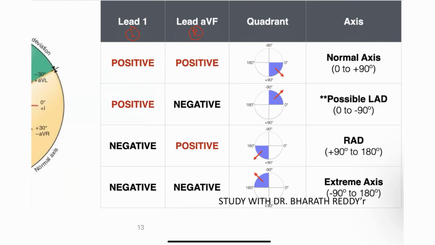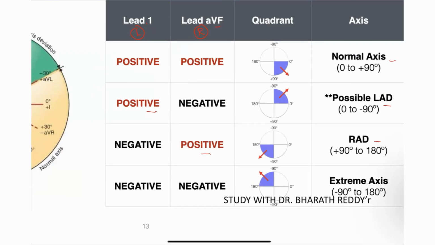If both are positive, guys, this is going to be normal axis deviation. If your left side is only positive, then it is left axis deviation. And if your right side of the thumb is positive, then it is right axis deviation. This positive is the positive wave that you are going to check. If the waves are positive, then it is considered as lead 1 and lead aVF that we have to check.